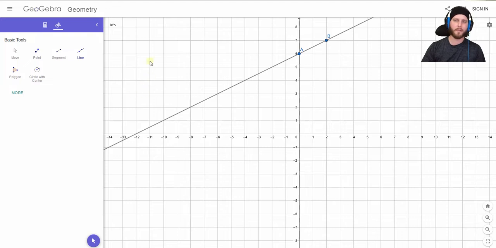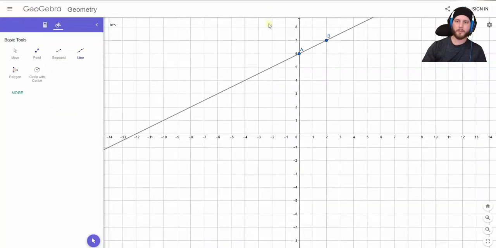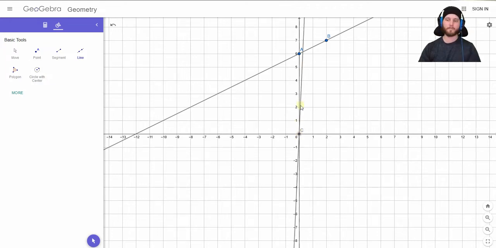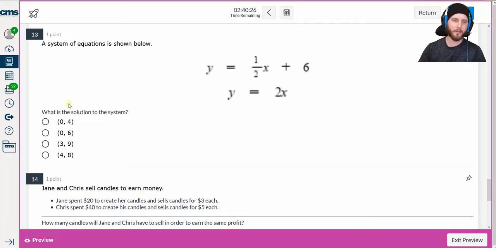Right there. My second line is at 2x. So it's going to start at 0, and it's going to go up by 2 and over by 1. 2 over 1. And we can see the intersect just barely without zooming out. It's going to be at 4, 8 is my answer.